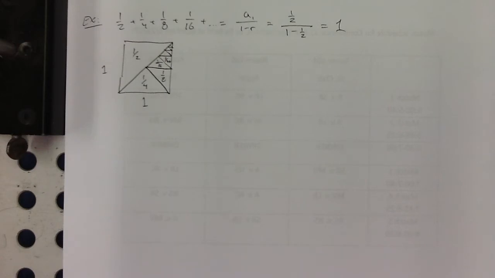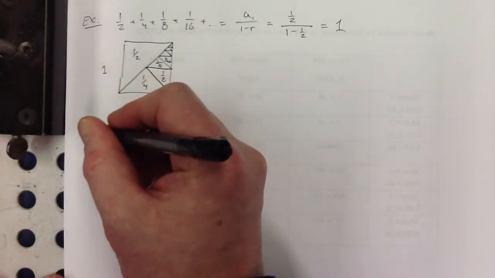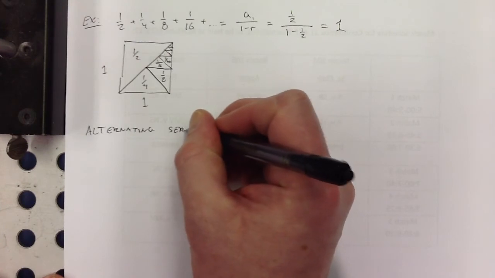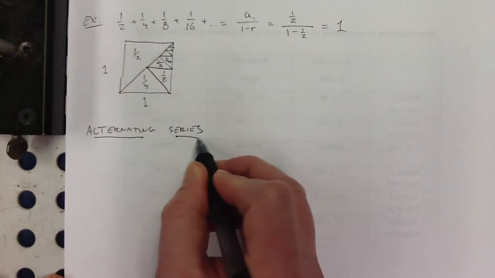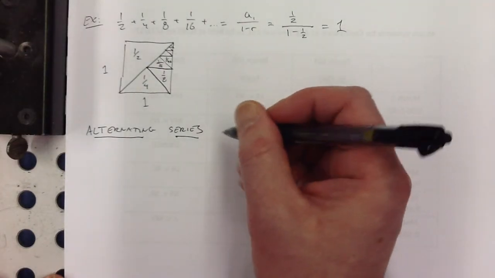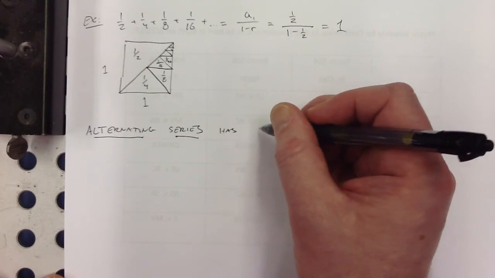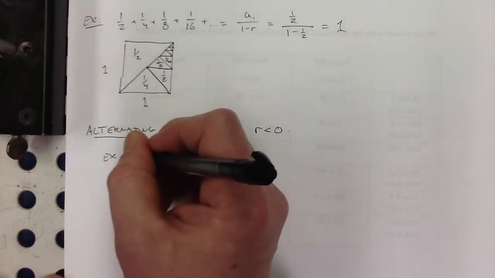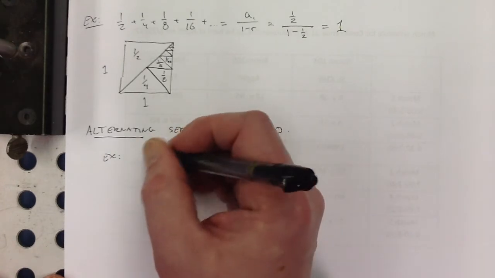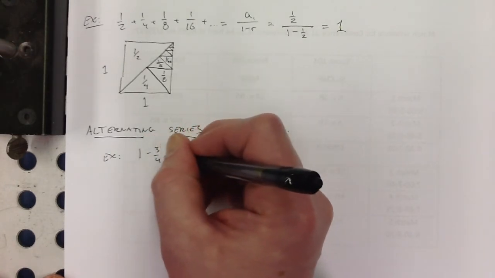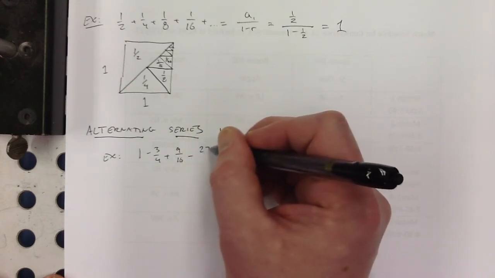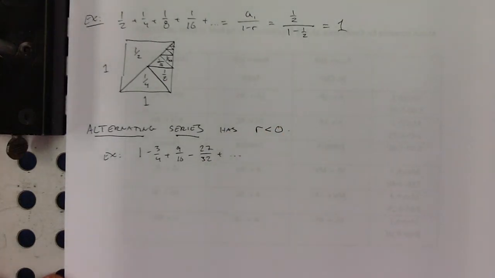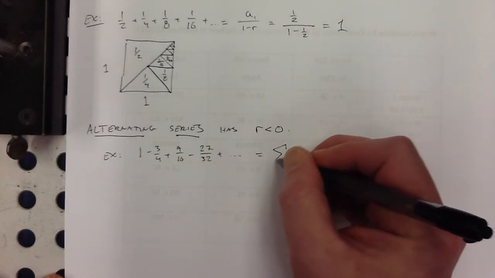Let's see. What else do I need to tell you about these? An alternating series, excuse me, I said sequence, I do that sometimes. You got to call me on that if you catch me. An alternating series has an r that's less than 0, negative r. For example, the series, how about 1 minus 3/4 plus 9/16 minus 27 over 64, etc. That's an alternating series. Let's try to write it in sigma notation.